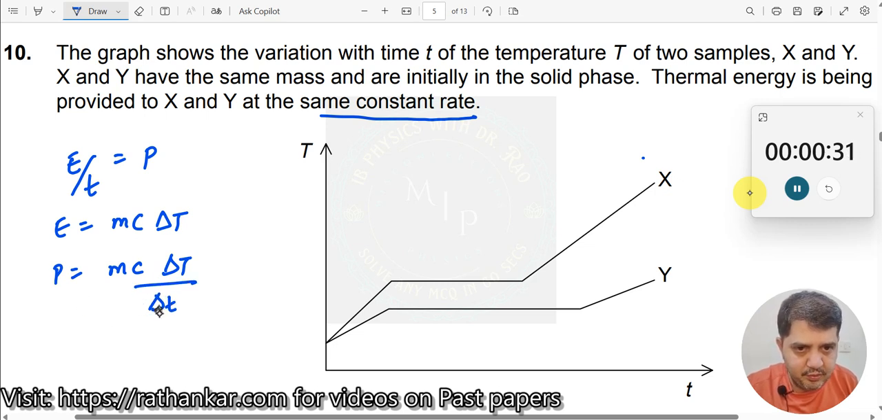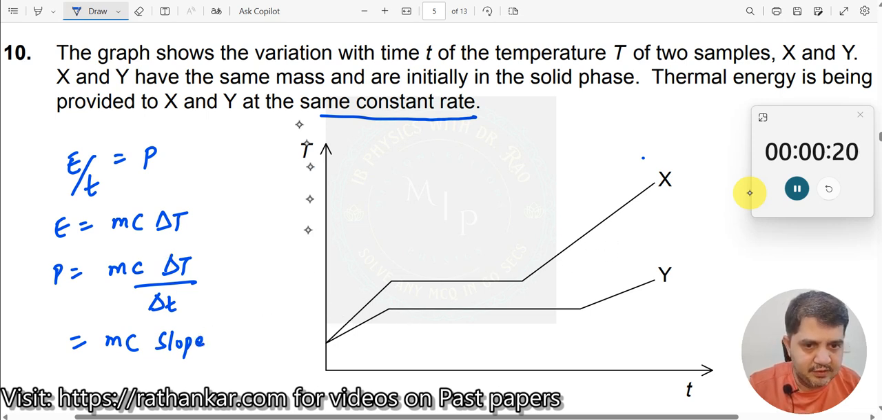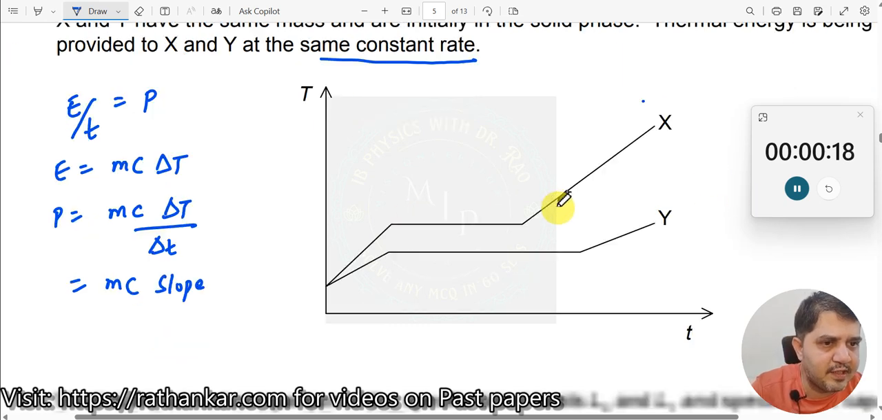So now this delta T versus t is a graph over here. So I can now write this as mc into slope, right? The reason is because delta T by delta t would be the slope over here. Now, before proceeding further, let us see what else has been asked.